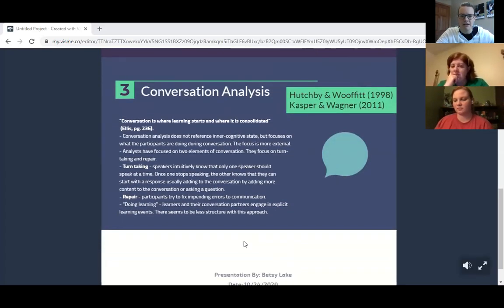But analysts for this theory or idea have focused on two elements of conversation. So the focus is just on conversation. They focus on turn taking and repair. So turn taking is basically very intuitive. Speakers know, no matter what language you speak, that when one speaker's talking, the other one shouldn't be talking. And then once one stops talking, the other one's like, oh, I guess I can talk now. So they either contribute to the conversation by continuing to add content, or they are going to ask a question.